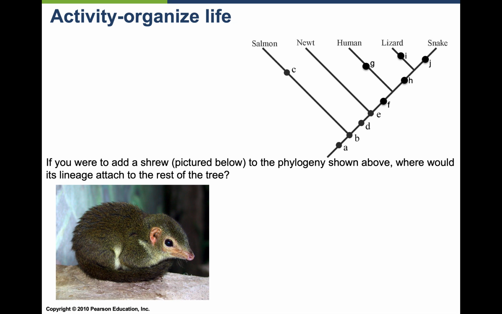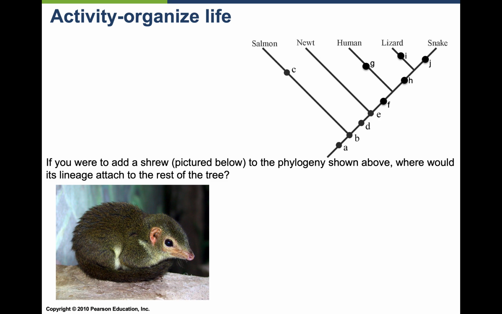Okay, if you were to add a shrew right here to the phylogeny shown above, where would its lineage attach to the rest of the tree? Okay, so what we're saying is if you had to add a branch that represented this species on this tree, where would it go and why?